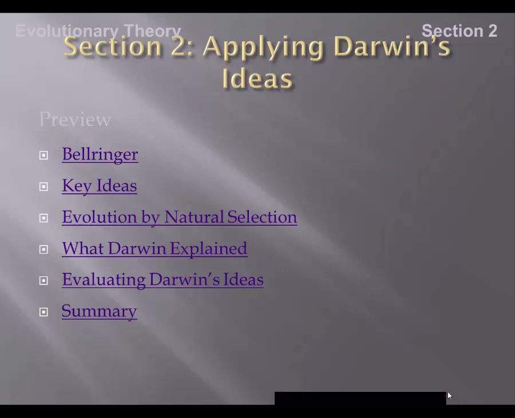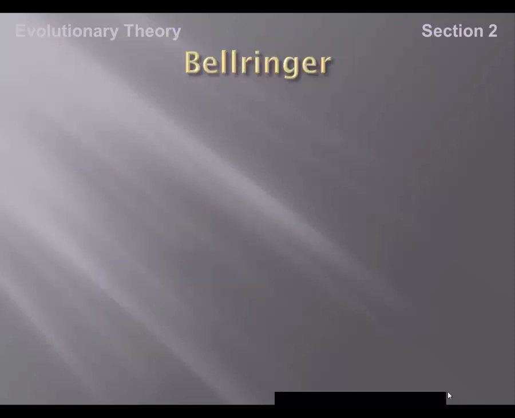Evolutionary Theory, Section 2. In this section we're going to apply Darwin's ideas. We'll start with a bell ringer, talk about the key ideas for this section. We'll look at evolution by natural selection, what Darwin explained, and we'll evaluate his ideas.